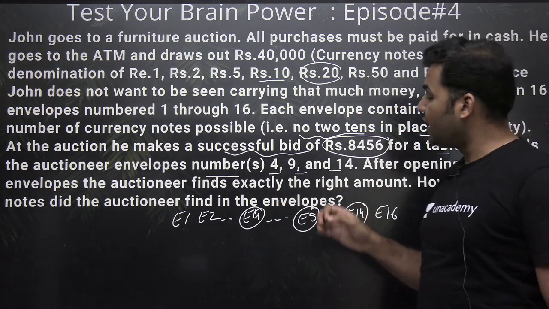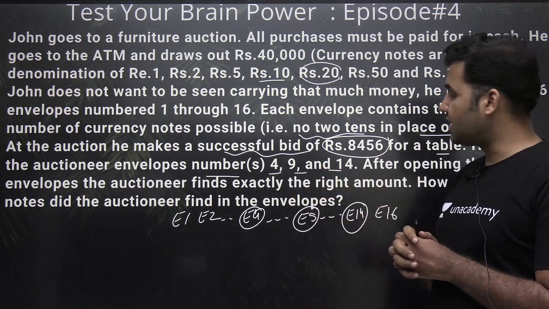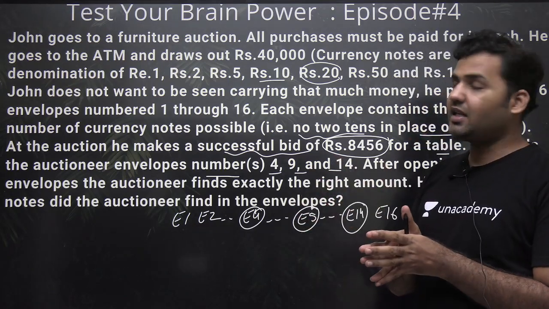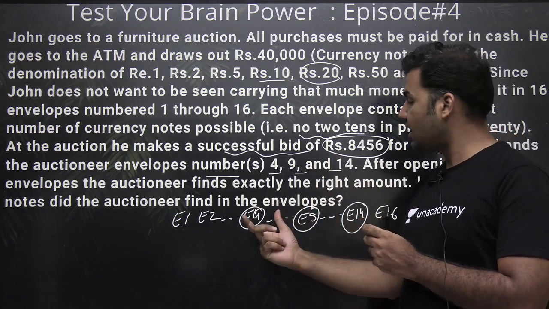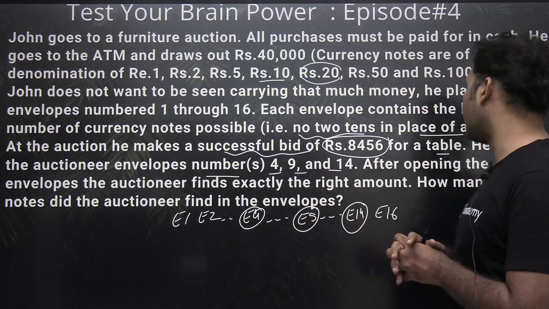That means he has put the money in such a way that whatever he wants to purchase, he can hand over that money without looking inside the envelope, and just by looking at the number of the envelope, he is able to pay this much of the money.